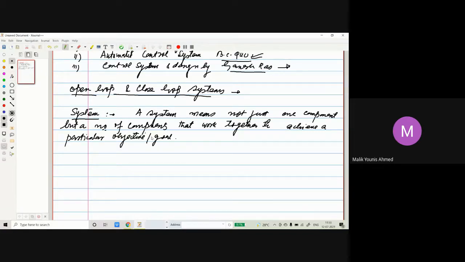But when I talk about a system, it will not be just a component or a device sometimes, but a number of components that together will synergize or synchronize, and the aim and objective of those components working together will be to achieve a particular goal. And that goal in an automatic control system is to control some physical quantity. So the objective is to control a physical quantity.